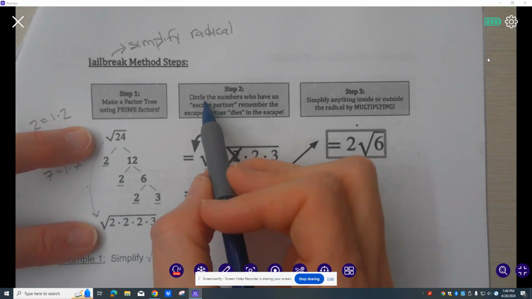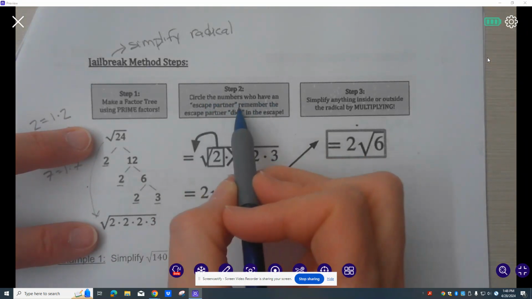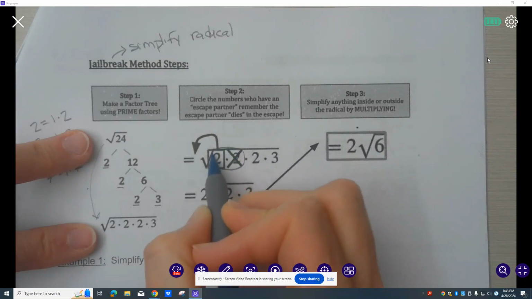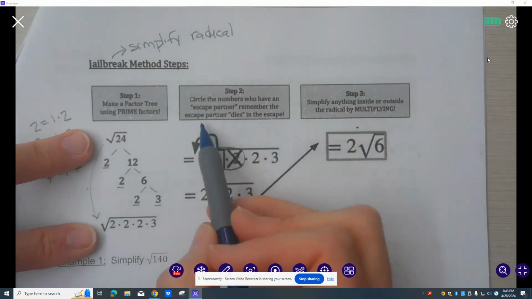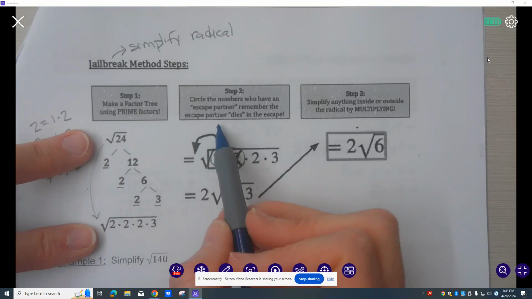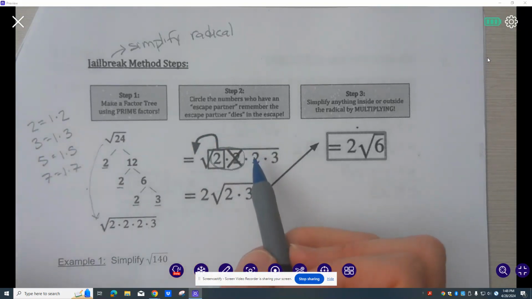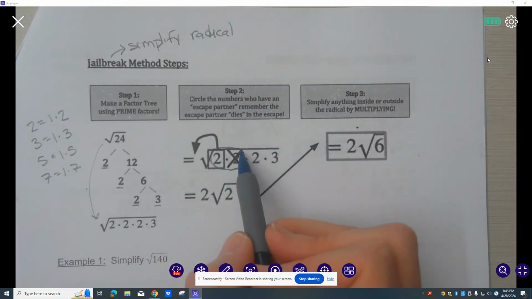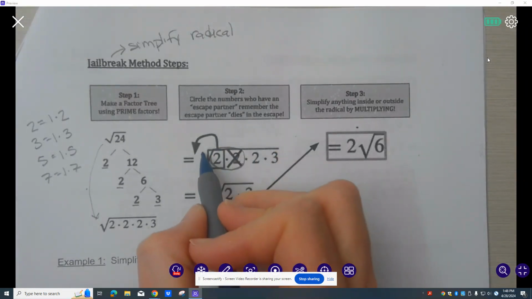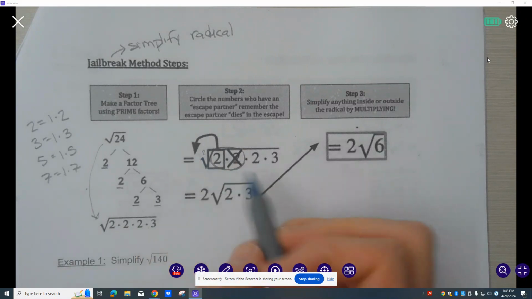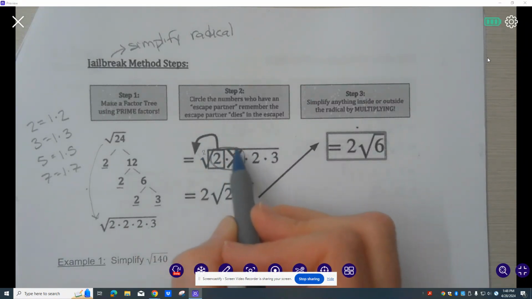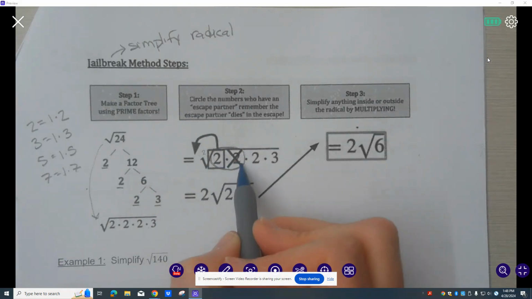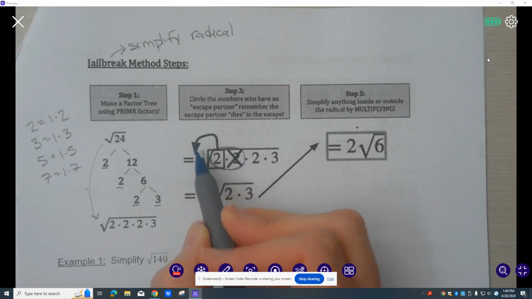Then it says step 2, circle the numbers who have escape partners. See these double twos? I would circle those double twos. And remember, escape partner dies in the escape. So here's the deal. The radical symbol is a jail. You need, in this case, partners of 2, because your index is a 2. You need 2 people to plan an escape. So these 2 numbers would escape. However, only one of them makes it out alive.